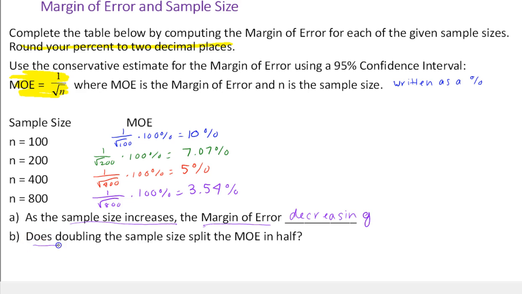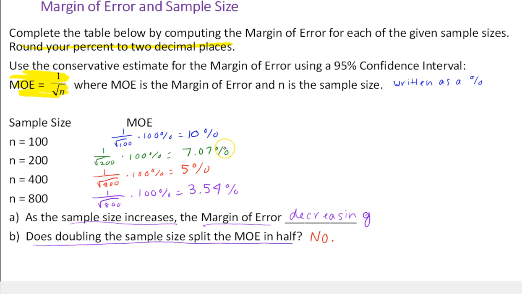Then we're asked, does doubling the sample size cut the margin of error in half? Well, let's take a look. So from 100 to 200, 200 is double 100. The margin of error goes from 10 to 7.07, and 7.07 is not half of 10. And just finding that one example, we could say it's a counterexample, and the answer is no.